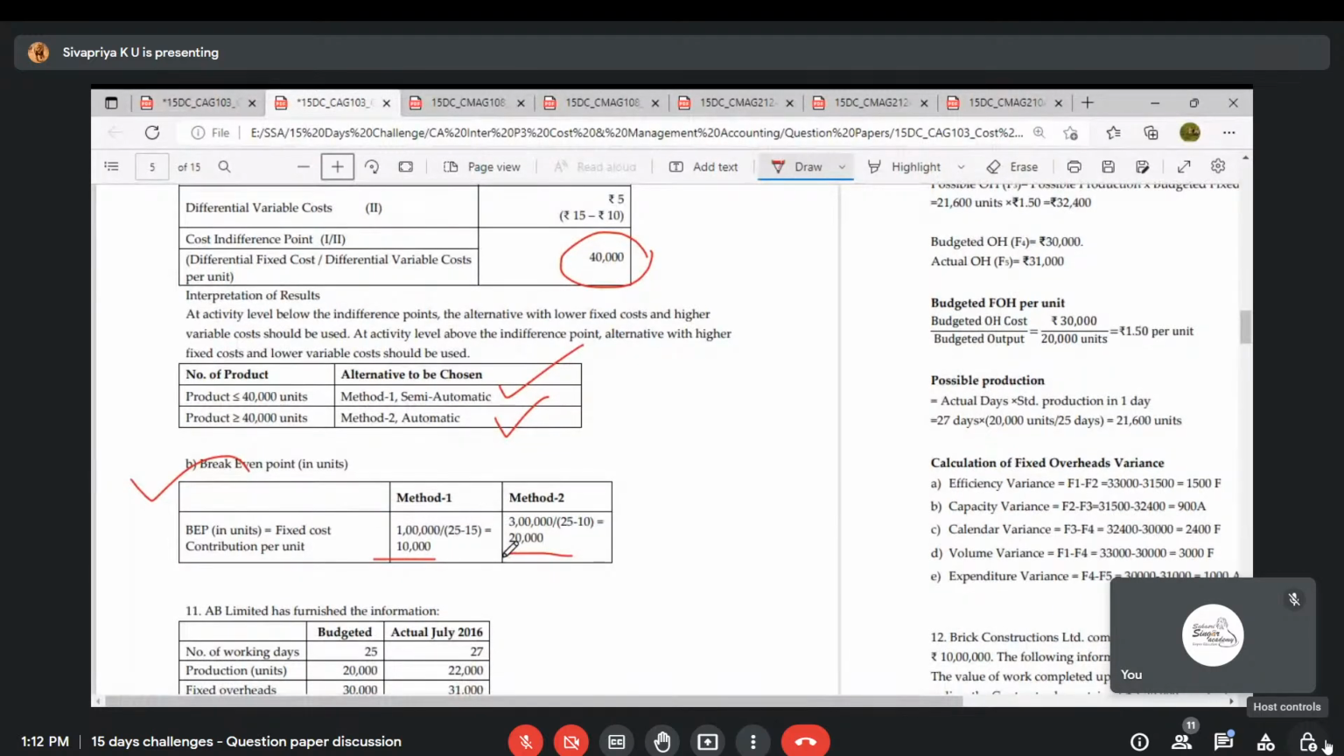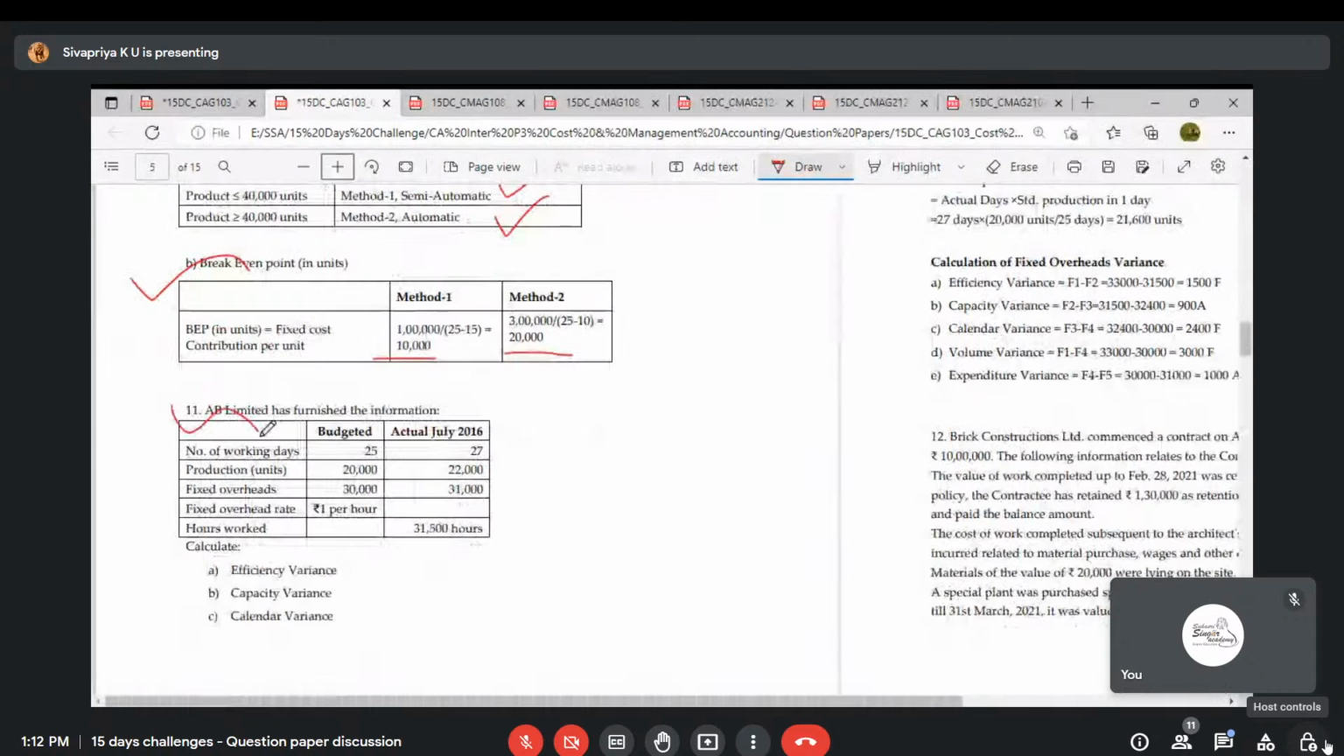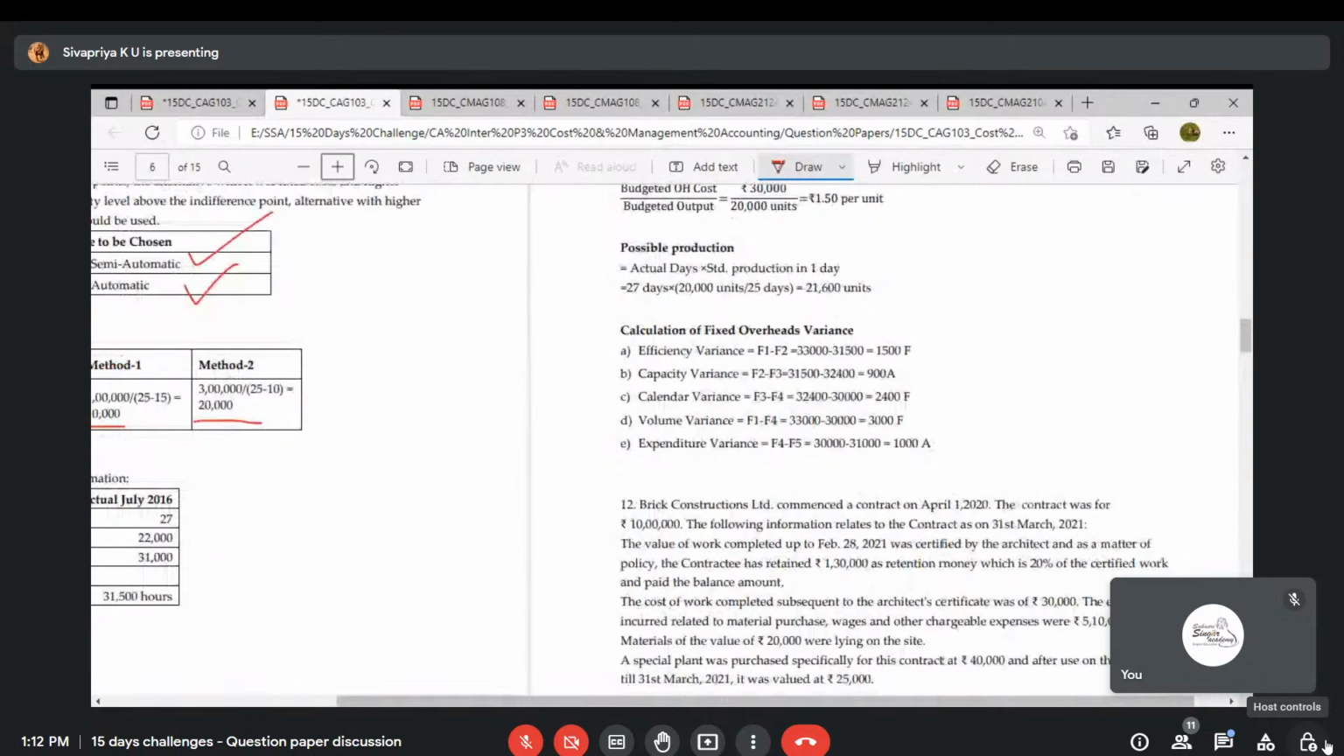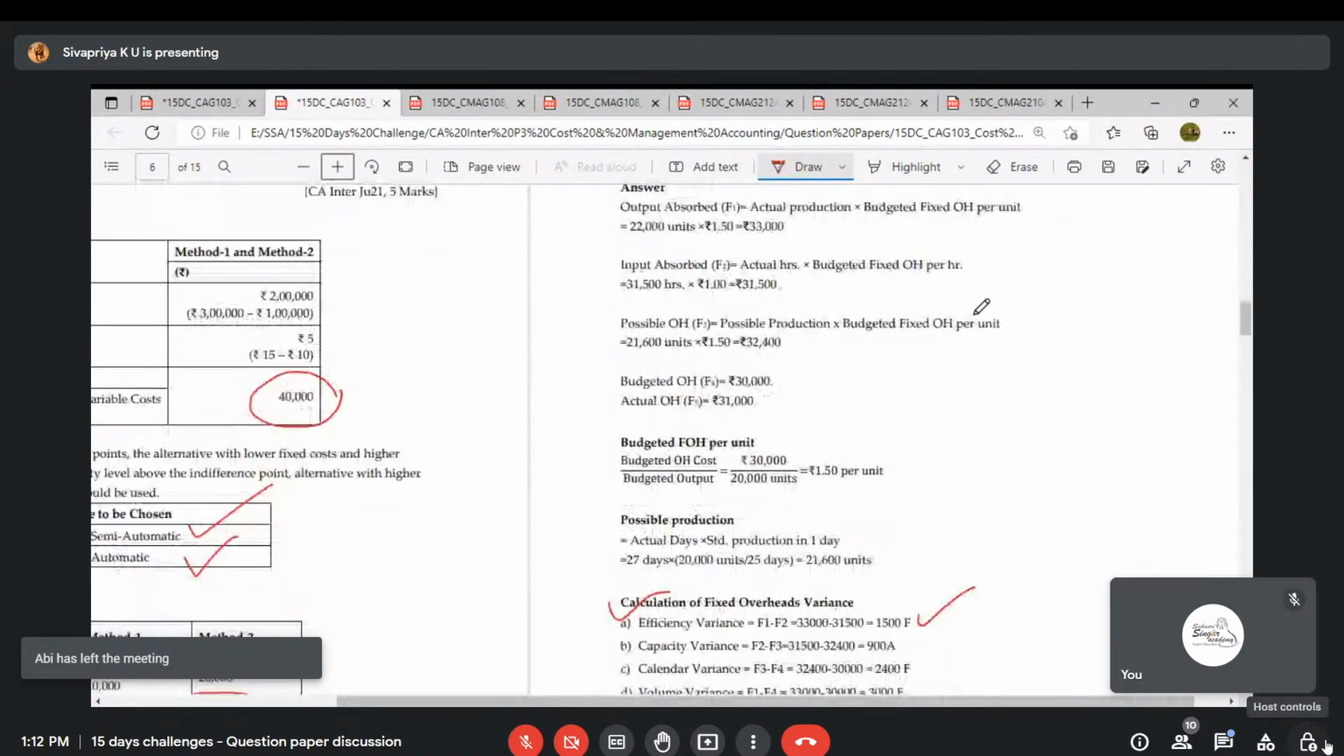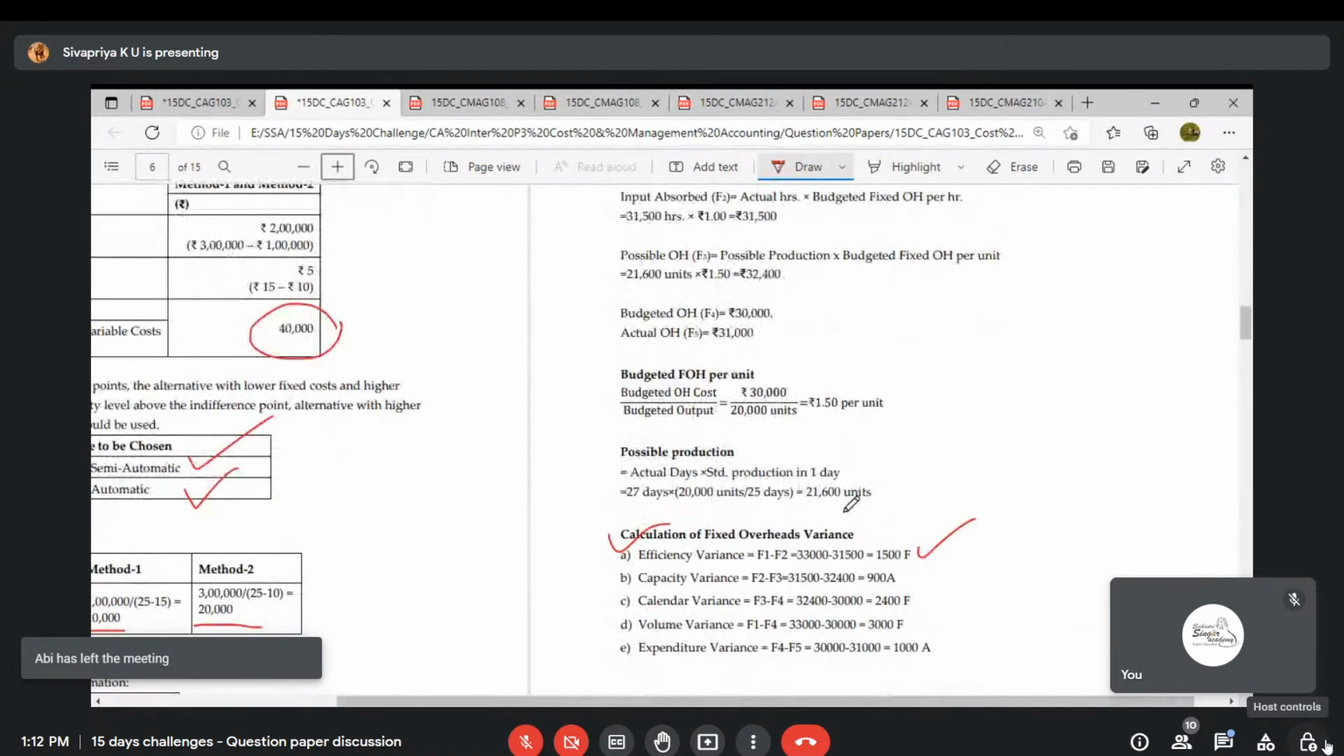Question number 11, this is with respect to variance. I think in test 4 or 5 we asked you to work out fixed overhead variance. Efficiency variance 1500 favorable. Capacity variance 900 adverse, calendar 2400 favorable, volume 3000 favorable, expenditure 1000 adverse. So these are the workings.